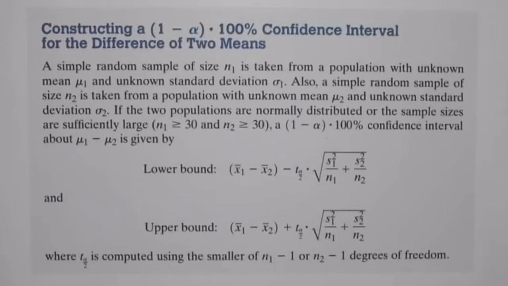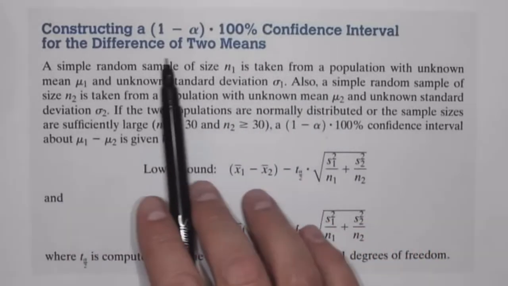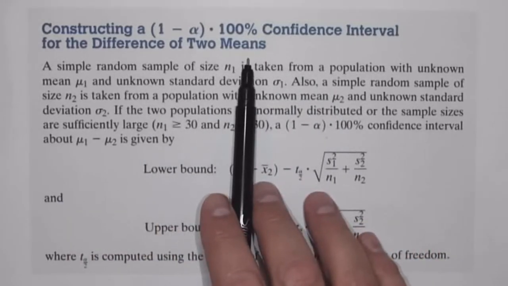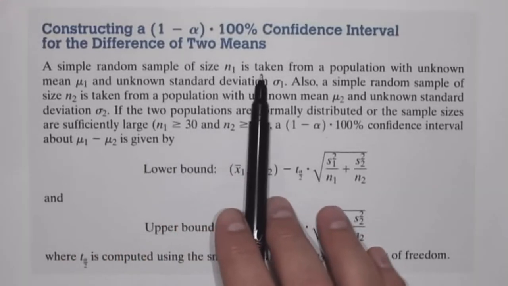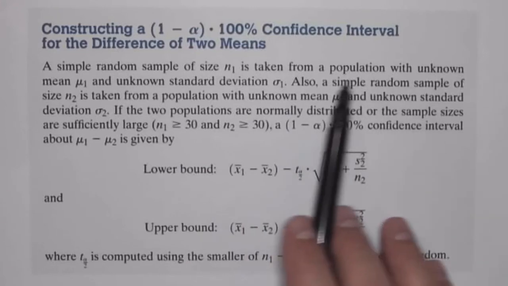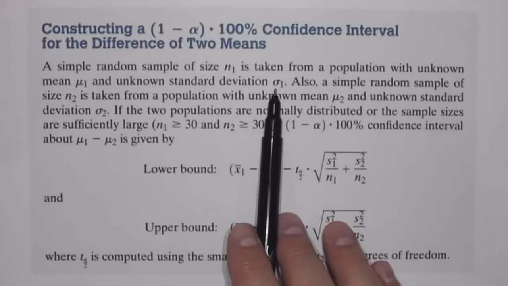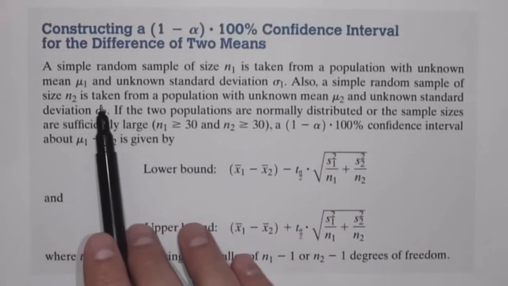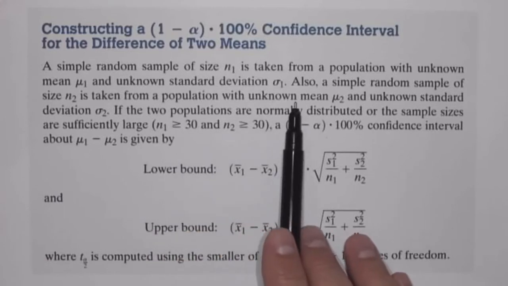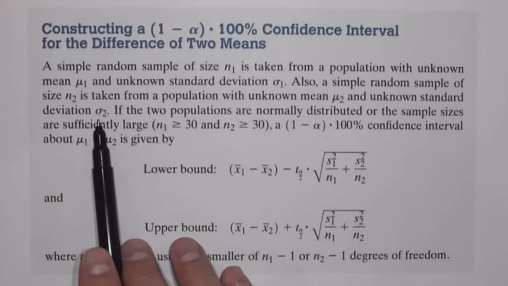In this video, we're going to construct a 1 minus alpha times 100% confidence interval for the difference of two means, where we're talking about independent sampling methods. A simple random sample of size n1 is taken from a population with unknown mean mu sub 1 and unknown standard deviation sigma sub 1. Also, a simple random sample of size n sub 2 is taken from a population with unknown mean mu sub 2 and unknown standard deviation sigma sub 2.